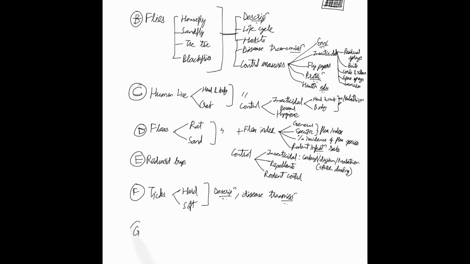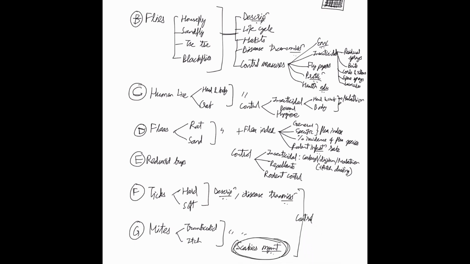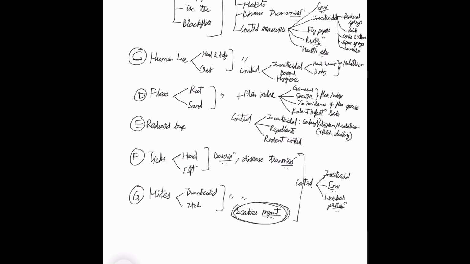How do you differentiate between hard versus soft ticks, and the diseases they transmit? We have mites, which are trombiculid mites and itch mites, and management of scabies, which mites transmit. The drugs used are benzyl benzoate, gamma HCH or lindane, tetmosol, and sulfur ointment. For both, we have insecticidal control, environmental control, and worker protection.